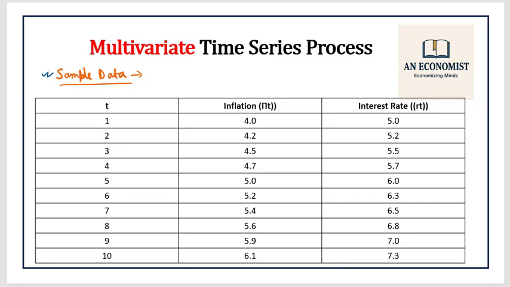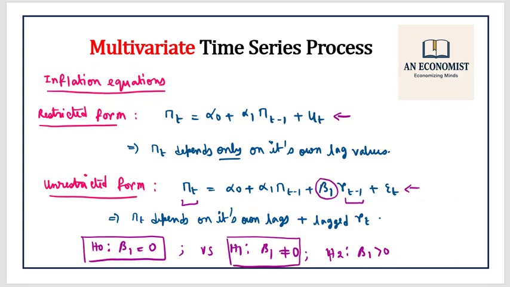Suppose, see here, we have the time period, which is in years, years 1 to 10. We have 10 years of data, and for every year we have the data of inflation and the data of interest rate. Inflation is 4 percentage points and interest rate is 5 percentage points, and so on. Again, the question is the same: whether interest rate influences inflation. That is what we are trying to test. With this data set, you can fit these two regression models.